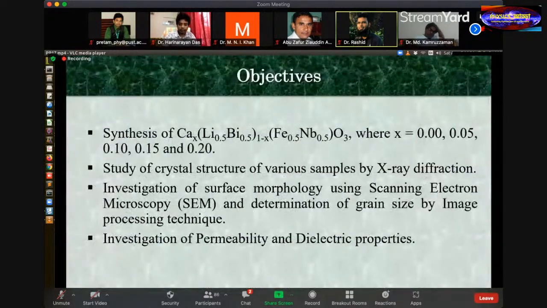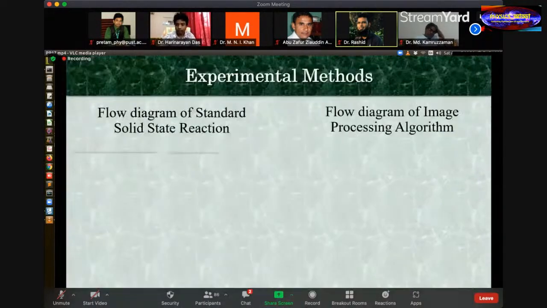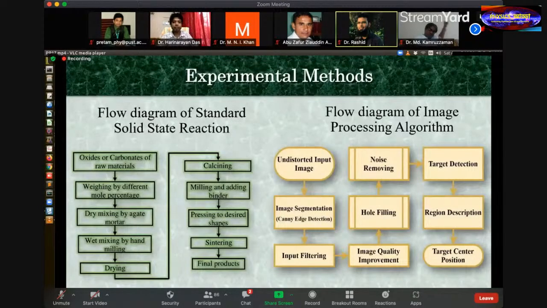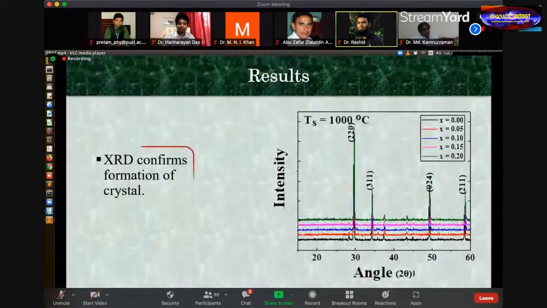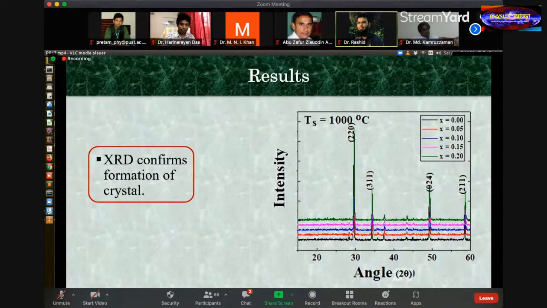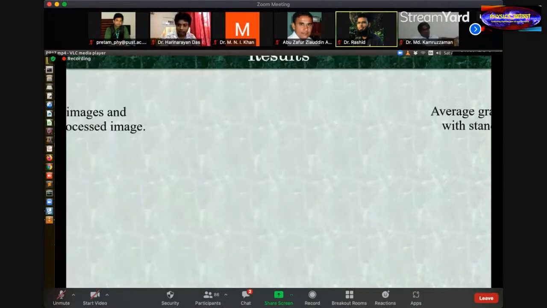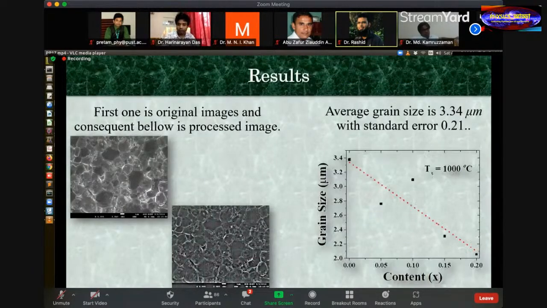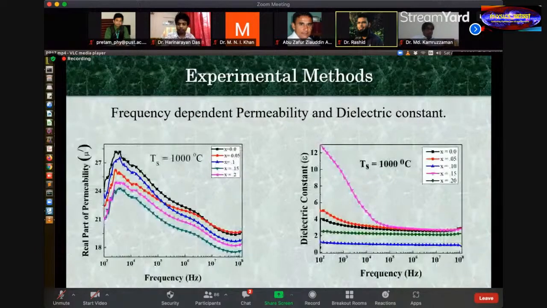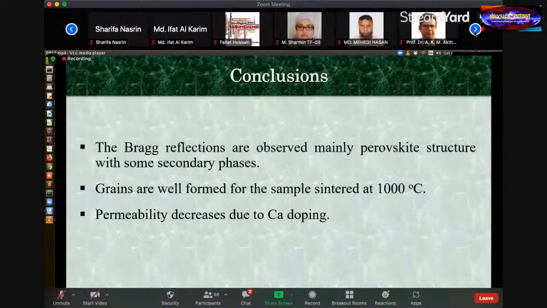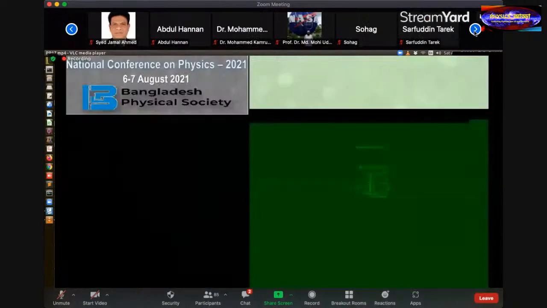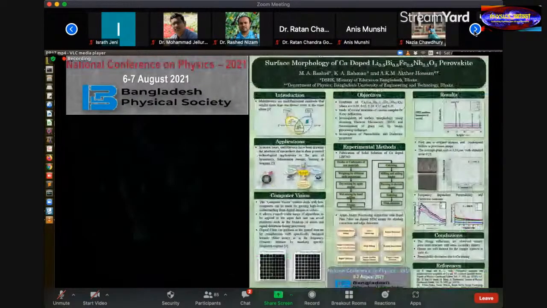Here are our objectives. And here are the experimental methods. On the left is the flow diagram of the sample preparation technique and on the right is the flow chart of the image processing algorithm. Now the results. XRD confirms the crystalline structure. Average grain size is 3.34 micrometers using the linear intercept method. And here are the results of spectral analysis. In conclusion, our prepared samples are mainly perovskite, grains are well formed at 1000 degrees Celsius temperature, and permeability decreases due to calcium doping. These are all in a nutshell.